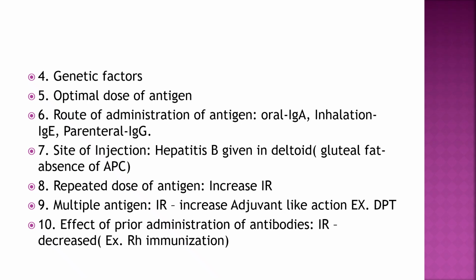Then effect of prior administration of antibodies. The immune response is decreased. An example of that is Rh immunization. In that, if the Rh immunoglobulin is given, then Rh antibodies are not produced, and that is used in the treatment or prevention of hemolytic disease of the newborn.